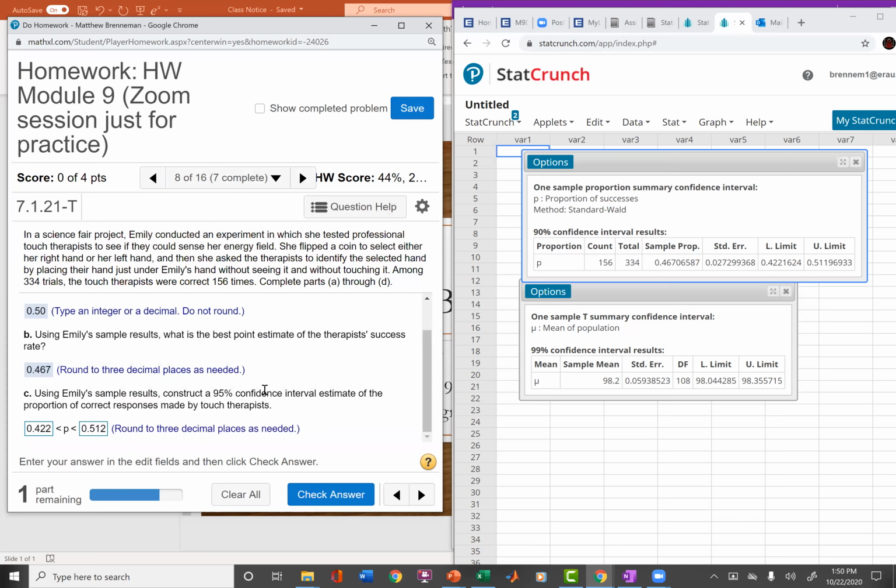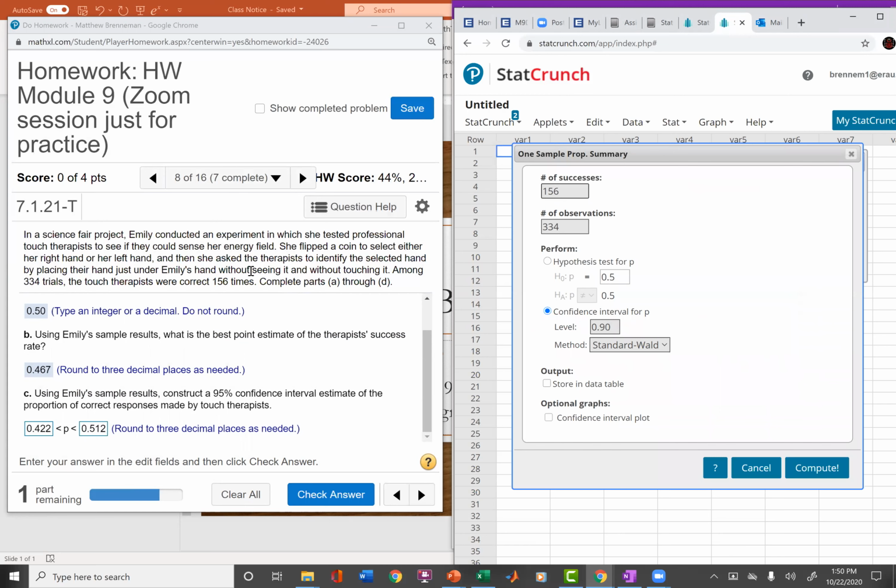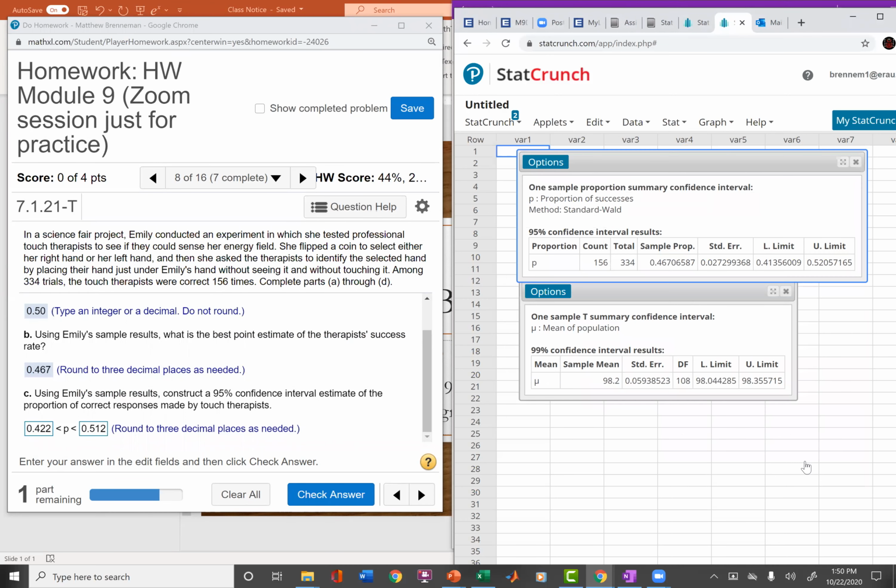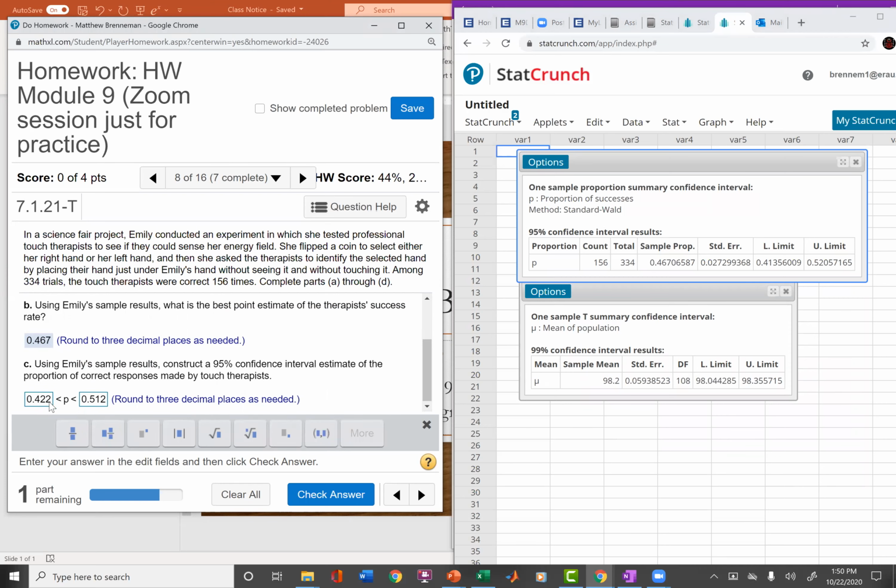Well, let me see, what did I do wrong? I did 95%. Make sure I entered the numbers correctly here. So when you get something that's not correct, first thing you do, let's look at our input. So they were correct 156 times. That's what I'm interested in, my category of interest. 334. Notice I didn't change the confidence level. There we go. So when you get a wrong answer, and this is why I give you 2 chances, because it's easy to screw that up, right? So now it's 0.414. And 0.521. All right, there you go.